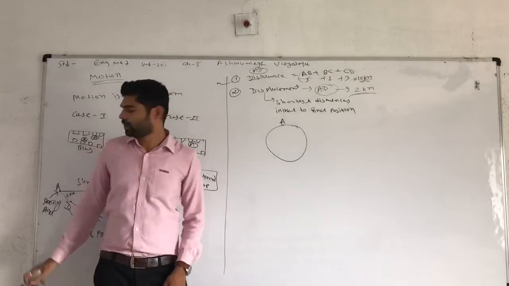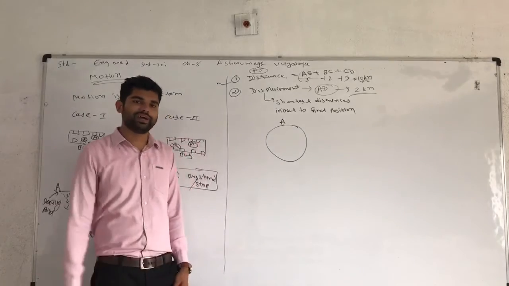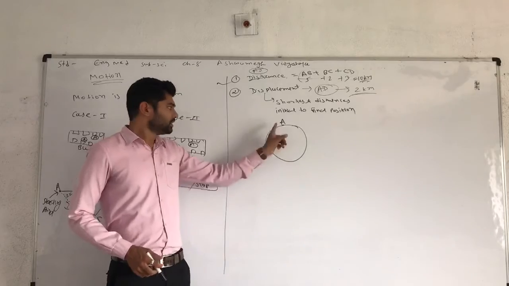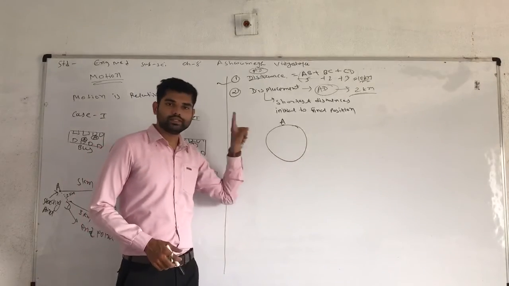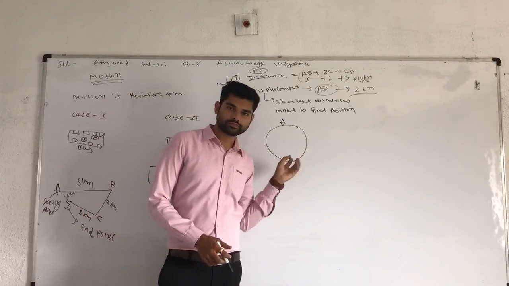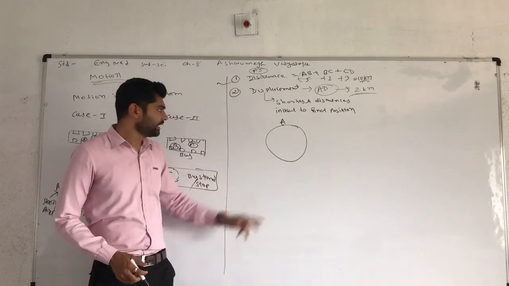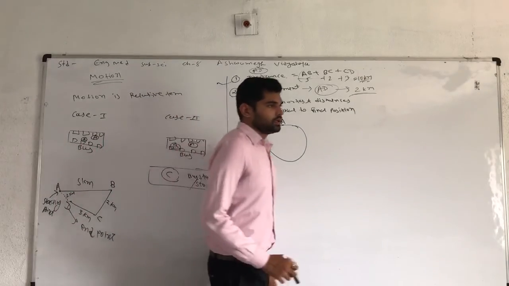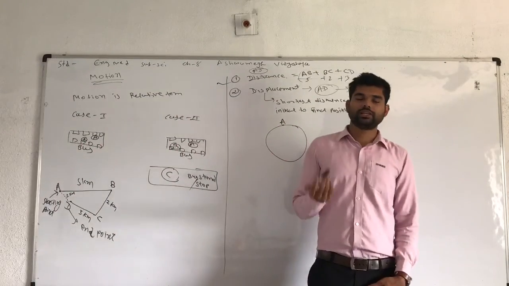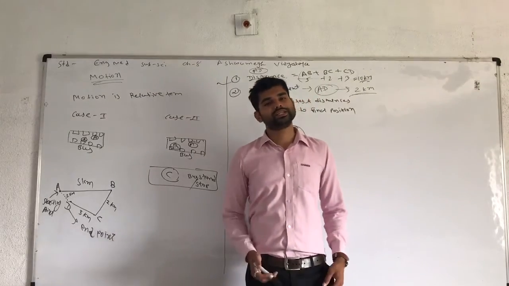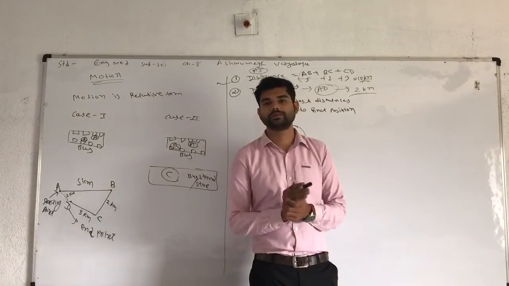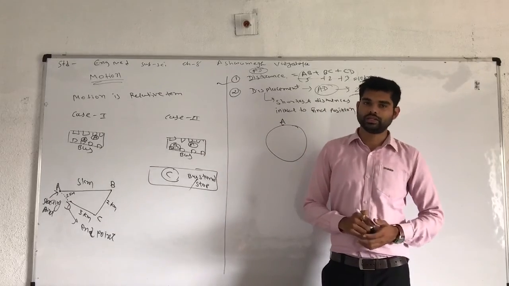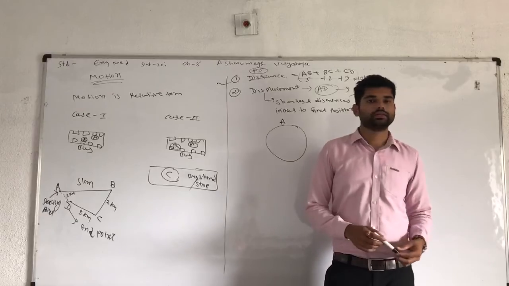And distance means the total distance covered by the journey, so it is considered as distance. Here distance is the circumference of the circle for the given object, and displacement is 0. So remember that when the object starts from the initial position and after completing the journey comes back to the initial position, displacement is 0, but distance is all the distance covered.